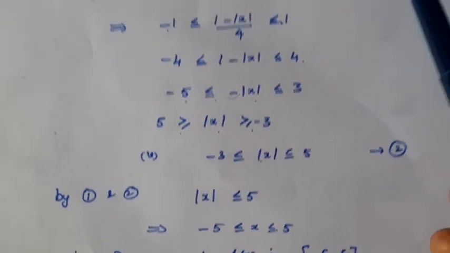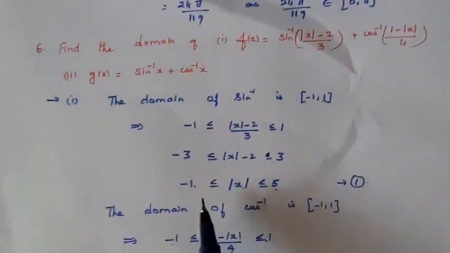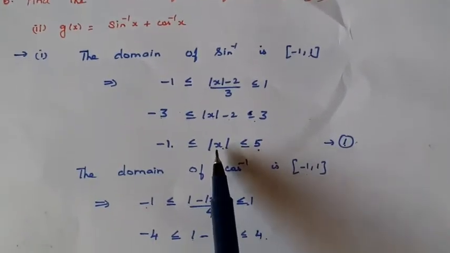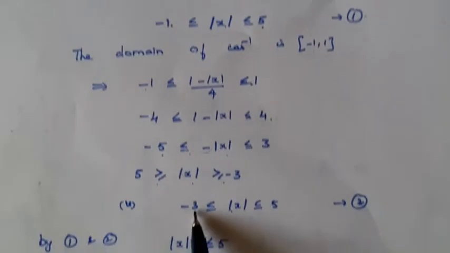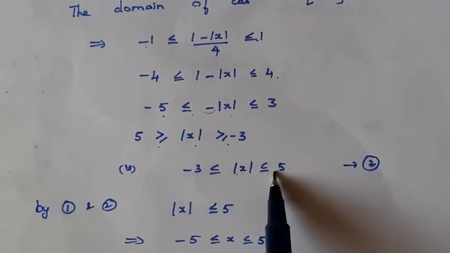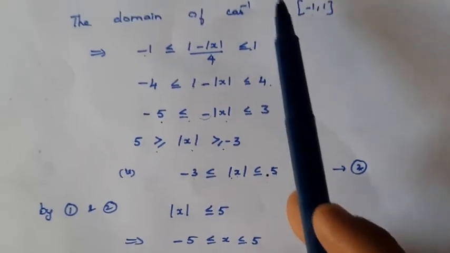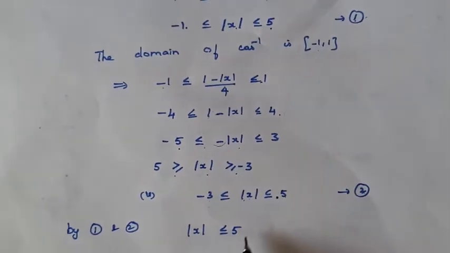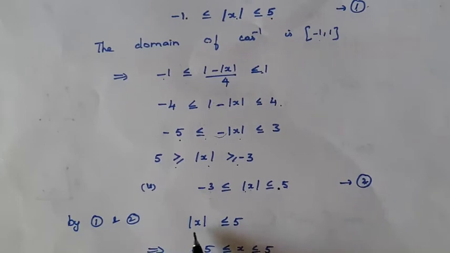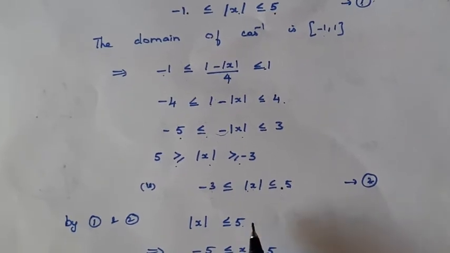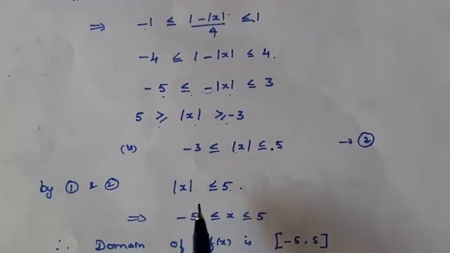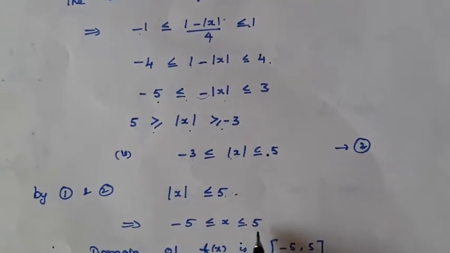Now combining 1 and 2, see here, minus 1 less than or equal to modulus of x less than or equal to 5, and minus 3 less than or equal to modulus of x less than or equal to 5. So whatever the lower limit be, the upper limit is 5 for both. So combining these two, you can write the resultant as modulus of x should be less than or equal to 5. Then what does this mean? That means x lies between minus 5 to plus 5.